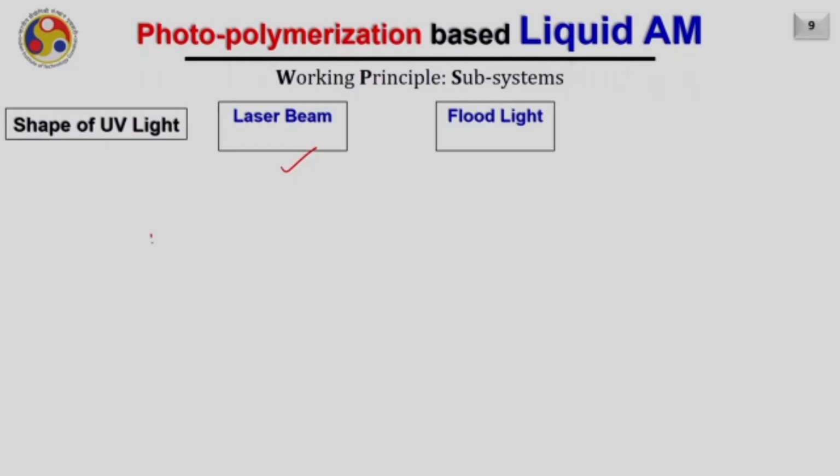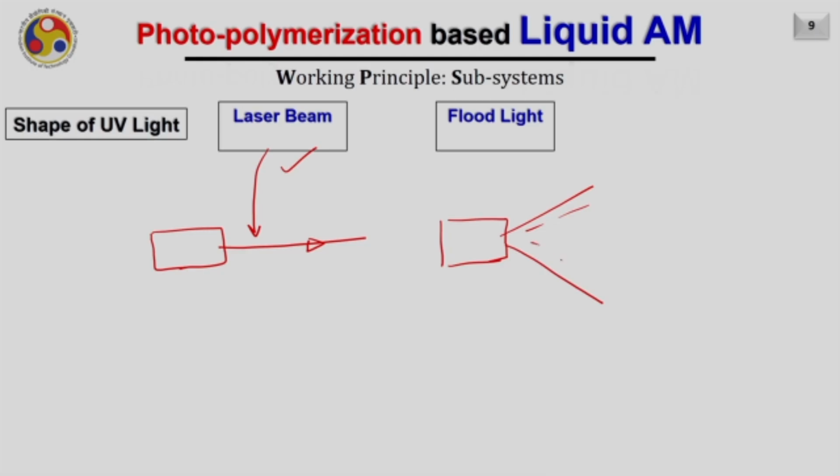So like I said, the light can be either just like a beam, it will be an example of the laser beam, or the light source can give us the light in a projected area, in the entire area. So this is an example of floodlight.